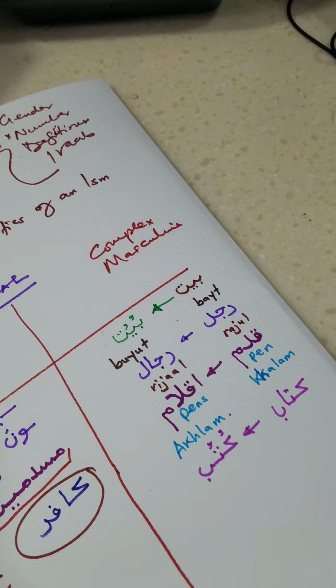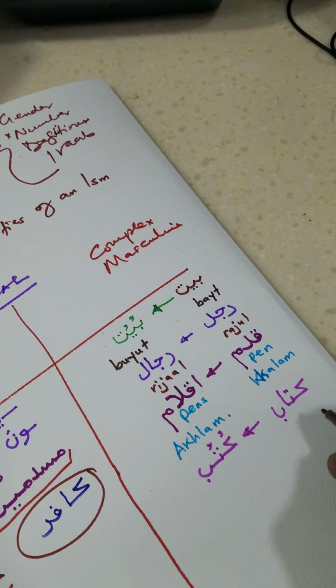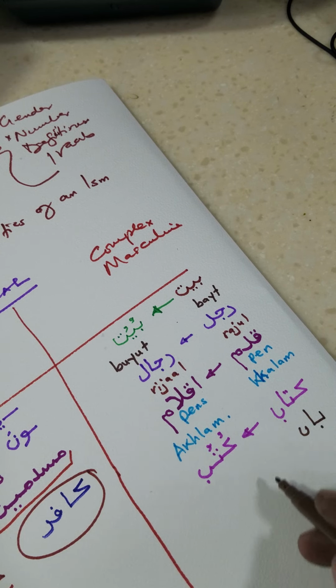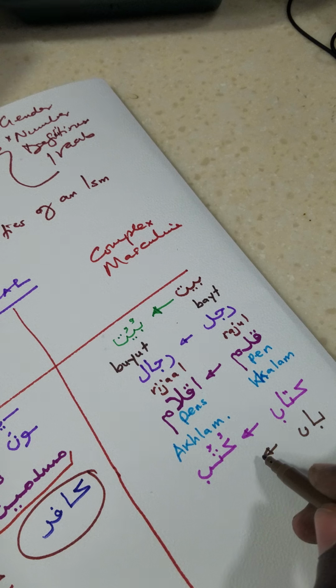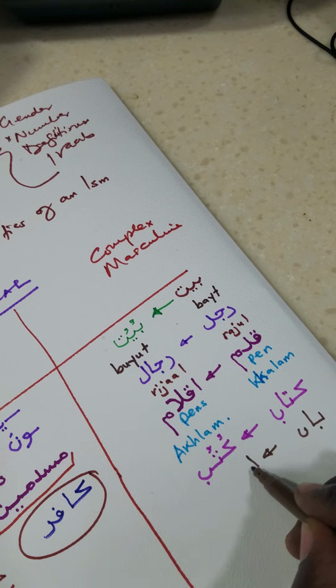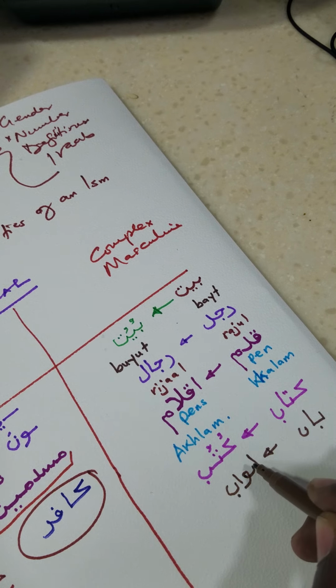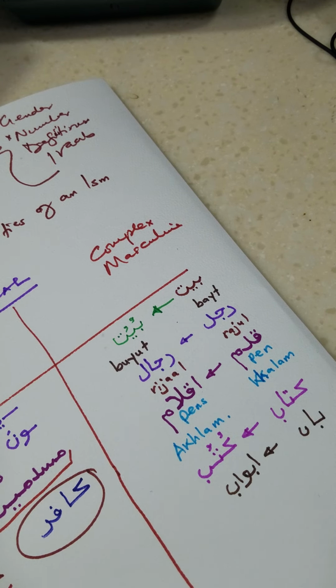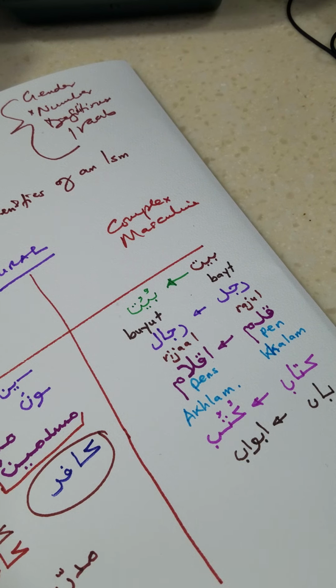Okay, let's get one more word. A door is called bab. When there are many, there will be abwab. Now, from bab, abwab. Before I go any further, it's pretty important for us to note these things.